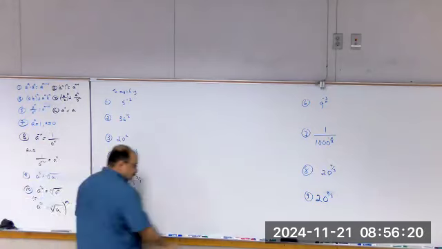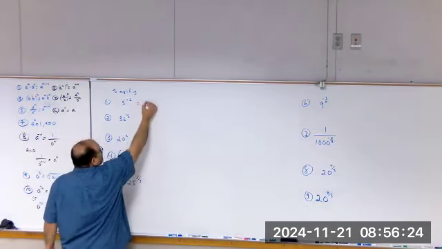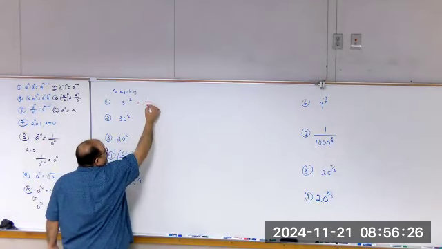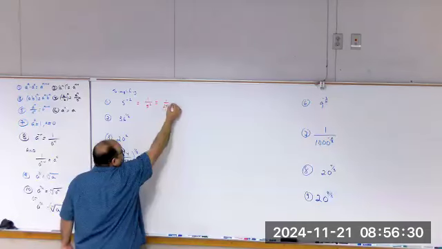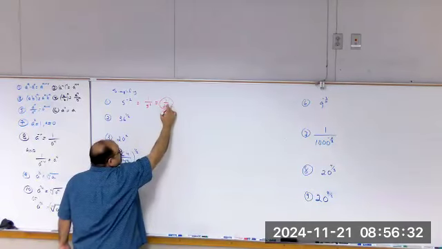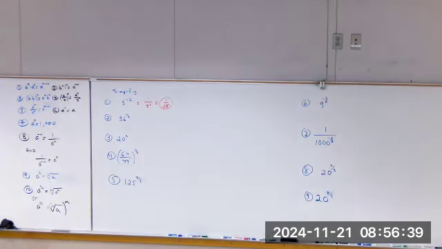So the first thing you do with 5 to the negative 2 is take the reciprocal. 1 over 5 to the positive 2, and 5 squared is 25. 1 over 25. You follow that?